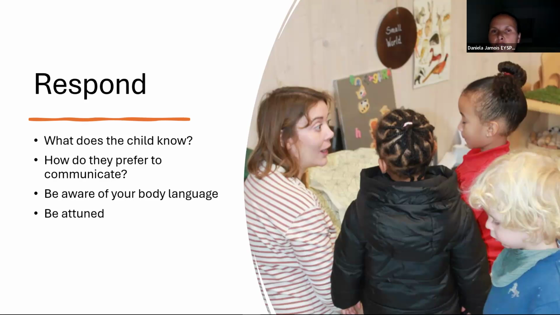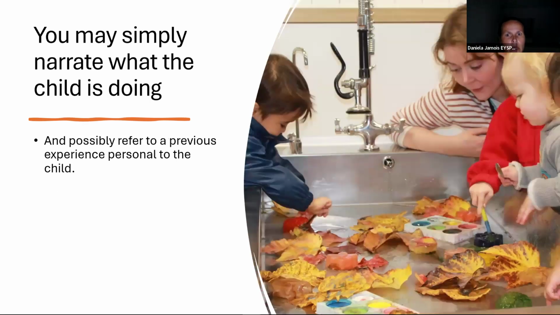So after our initial response, we're going to expand by using a few more words than they did. Be aware of your body language at this point. We don't want to scare the child away. We don't want to confuse. So it's always underpinning everything that we need to be attuned and aligned with those children. You may simply narrate what they're doing. Talk through what you can see the child is doing.